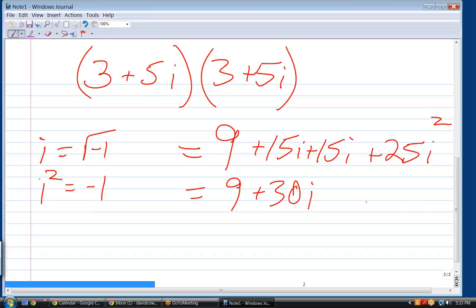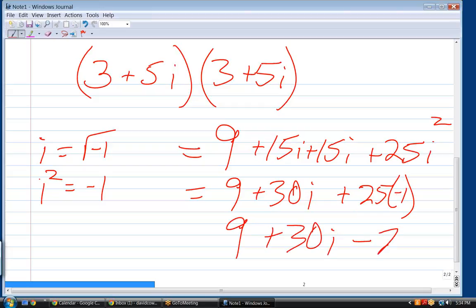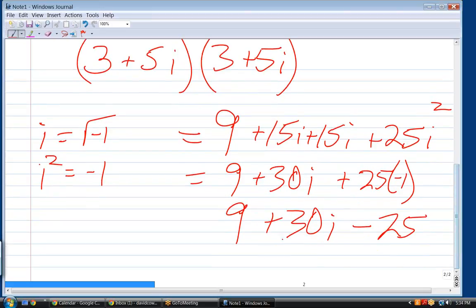Always make that conversion. In other words, you can't do anything with i. That's simplified. But anytime you have an i squared, that can be simplified. So I have 25 times -1, which is the same as -25. Combine the real part of this expression and the imaginary part, and you got -16 plus 30i.